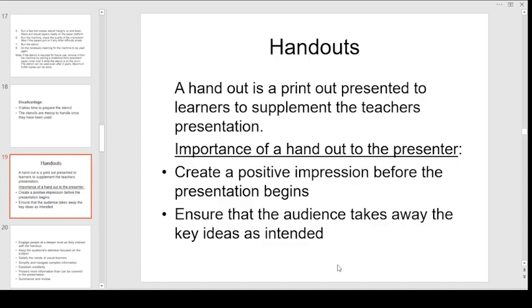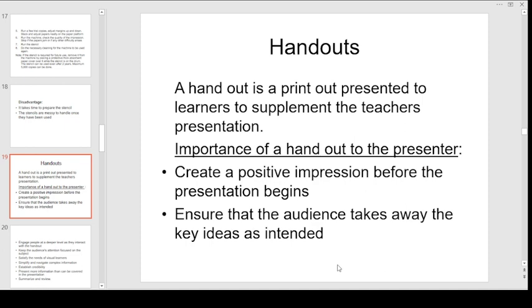Next is the handouts. A handout is a printout presented to learners or audience to supplement the teacher or speaker presentation. What are the importance of a handout to the presenter or the teacher?